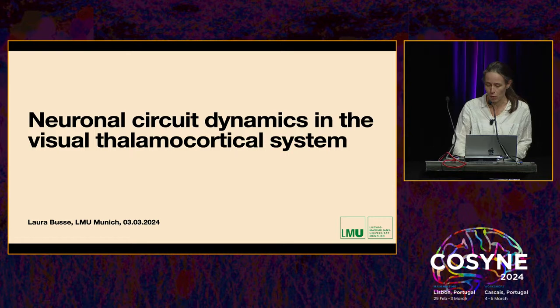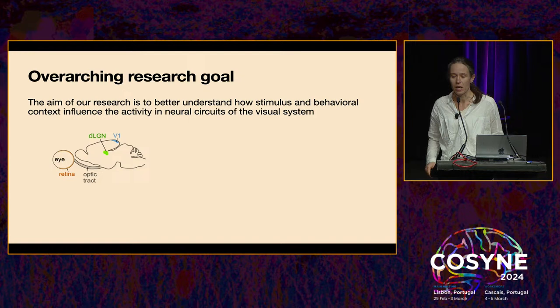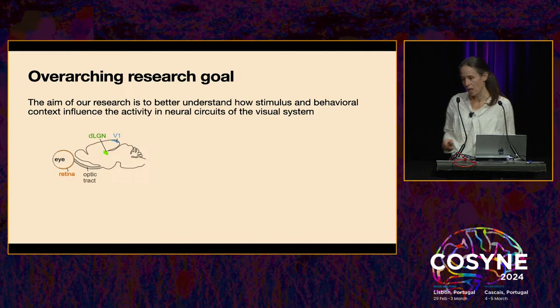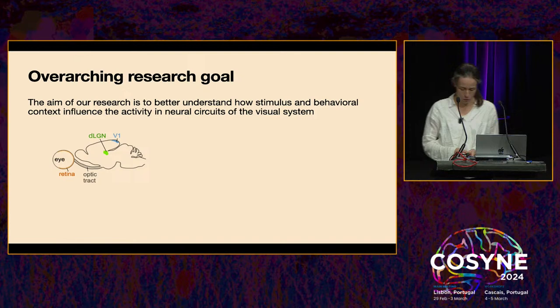But before I dive deep into the data, I want to tell you that the overarching research goal of my group is to understand how stimulus and behavioral context influence the activity in neural circuits of the visual system. And for that, we focus on the retinogeniculocortical pathway.